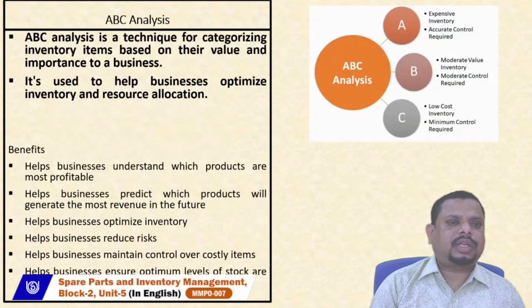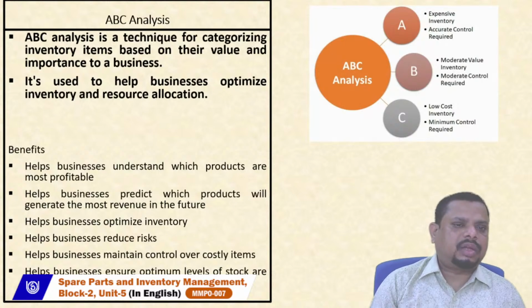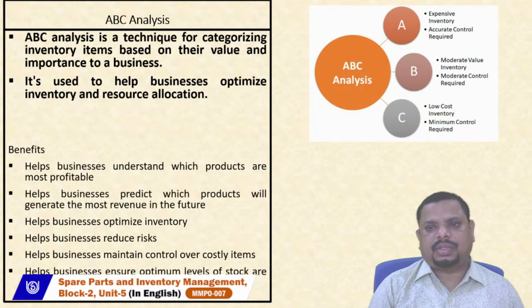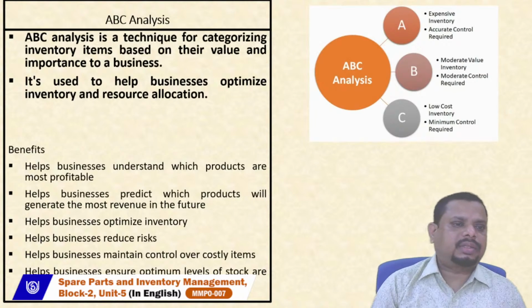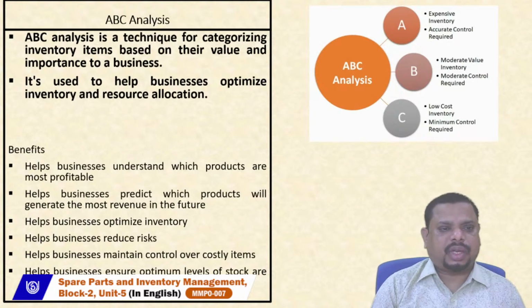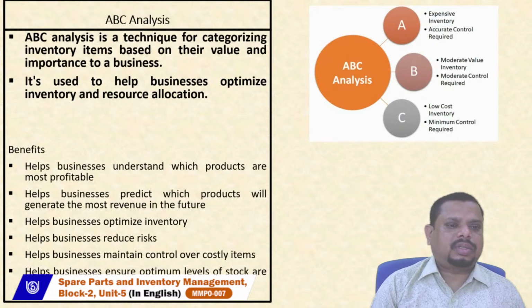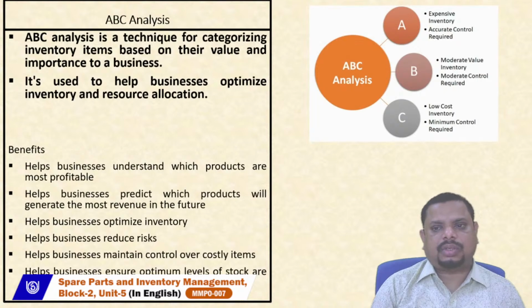Moving to the next one. The next one we have is known as ABC analysis. ABC analysis is a technique for categorizing the inventory items based on their values and their importance to the business. It is used to help the business optimize the inventory as well as resource allocations.